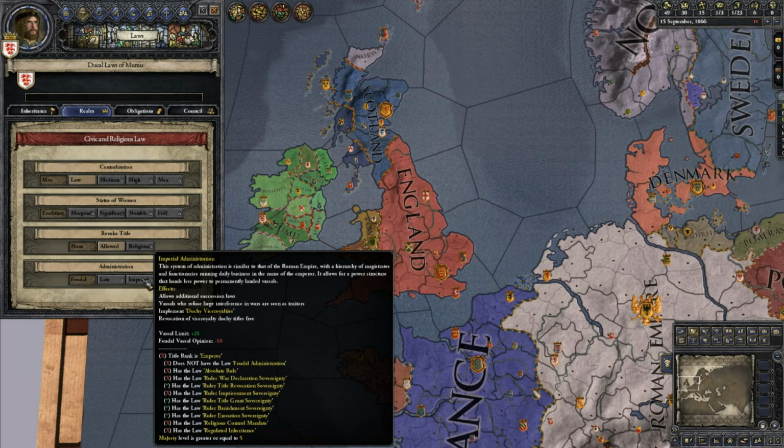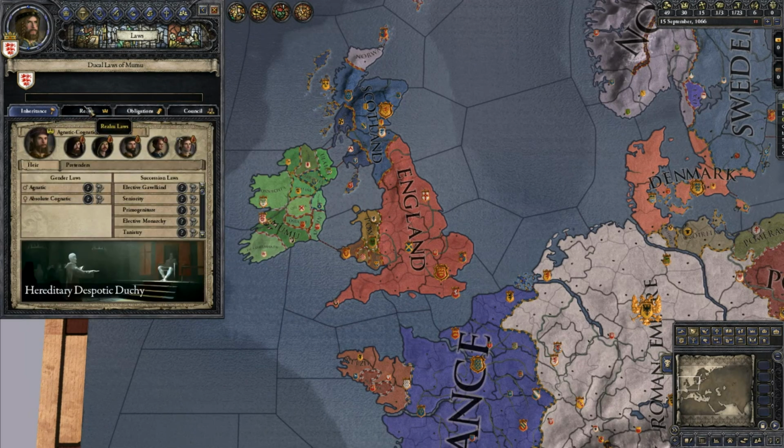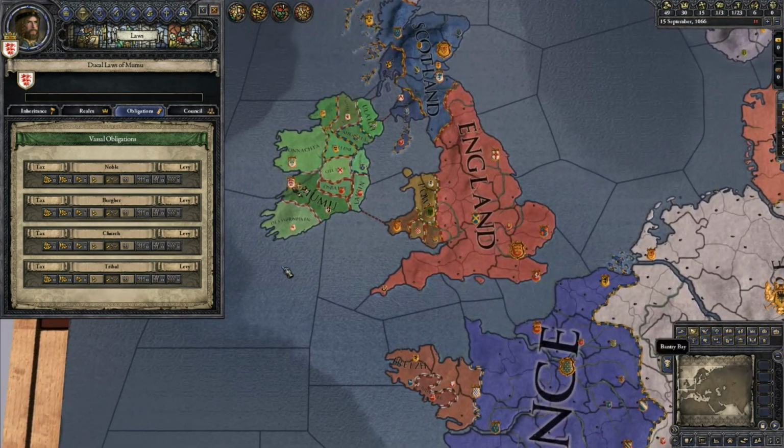Your feudal vassals will dislike you for this. It's a permanent -10, but your vassal limit goes up by 25. So once you get larger, this is where you want to go. And that covers realm law. So we've covered inheritance law and realm law. Let's go to obligations. And thankfully, this is a relatively easy slider to deal with.